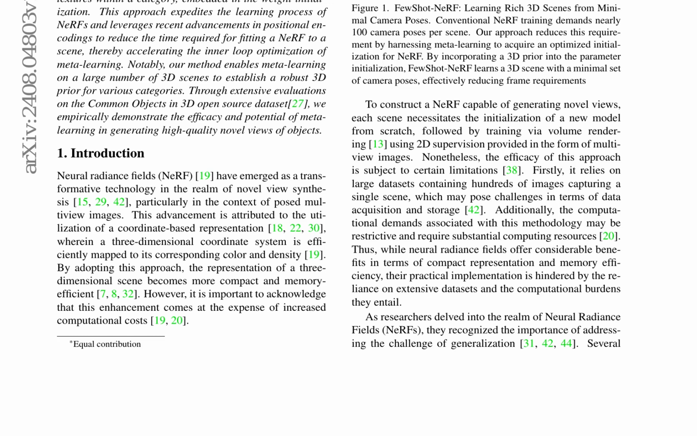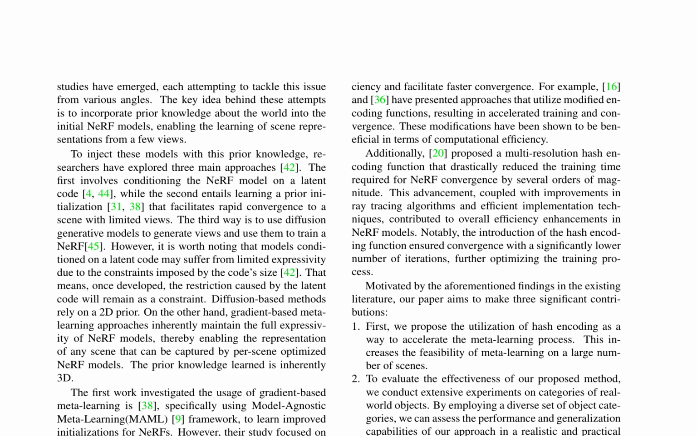To construct a NeRF capable of generating novel views, each scene necessitates the initialization of a new model from scratch, followed by training via volume rendering using 2D supervision provided in the form of multi-view images. Researchers have explored 3 main approaches to inject prior knowledge into NeRF models, including conditioning the NeRF model on a latent code, learning a prior initialization, and using diffusion generative models.